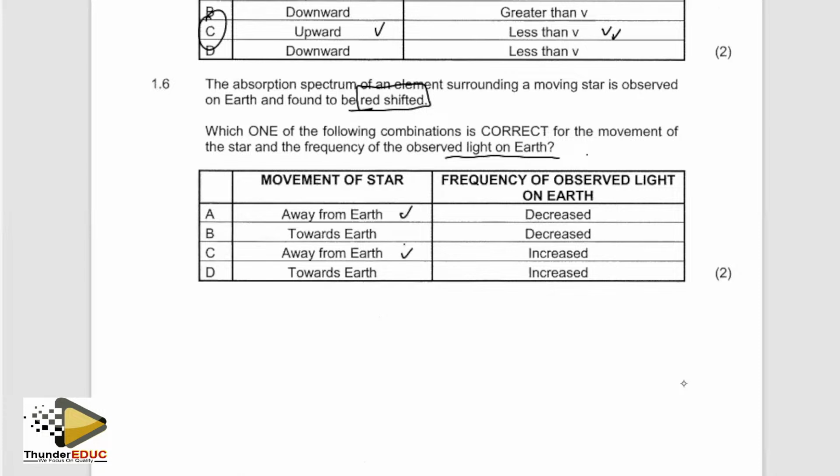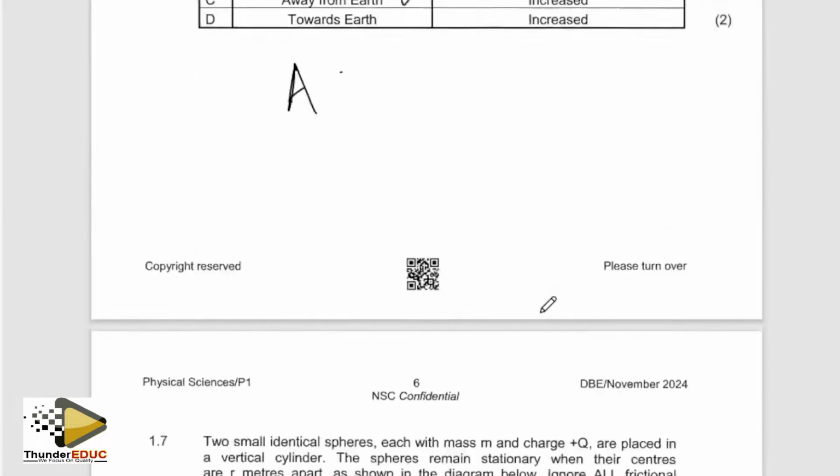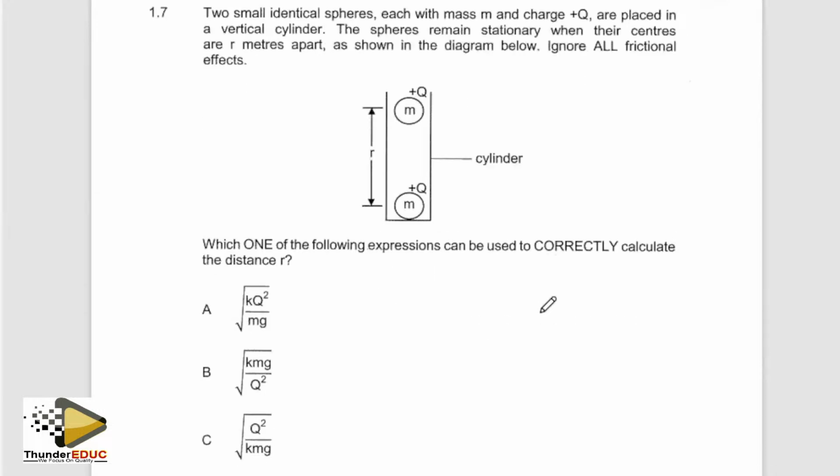Now, if the star is moving away, it simply means that the wavelength is increasing. So as the wavelength increases, the frequency must decrease. So I'm going to go with option A, that talks about moving away, but then the frequency decreases, because the question is focusing on the frequency. So option A will be my best option for 1.6. I would have gone with that.